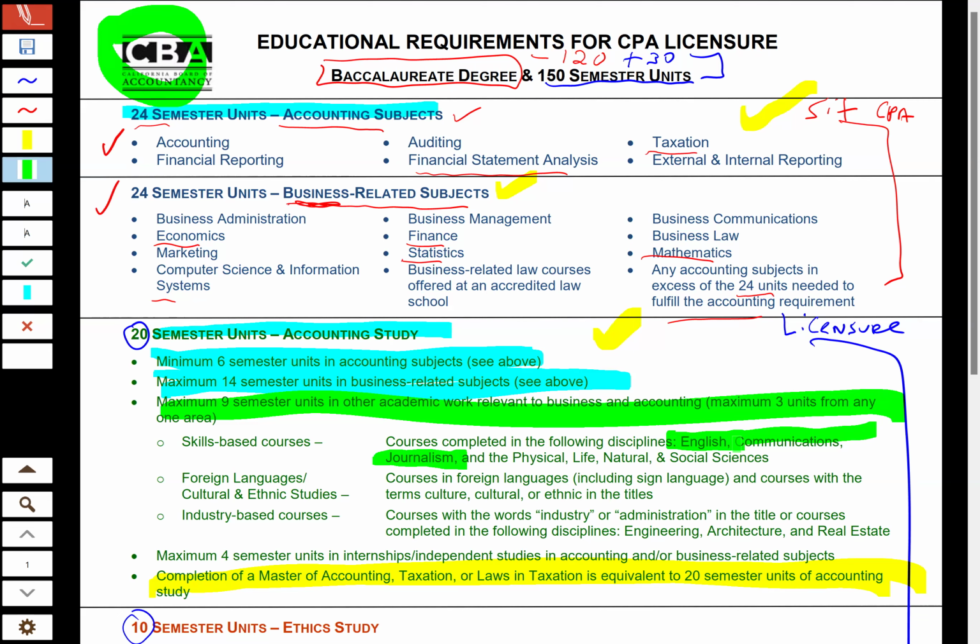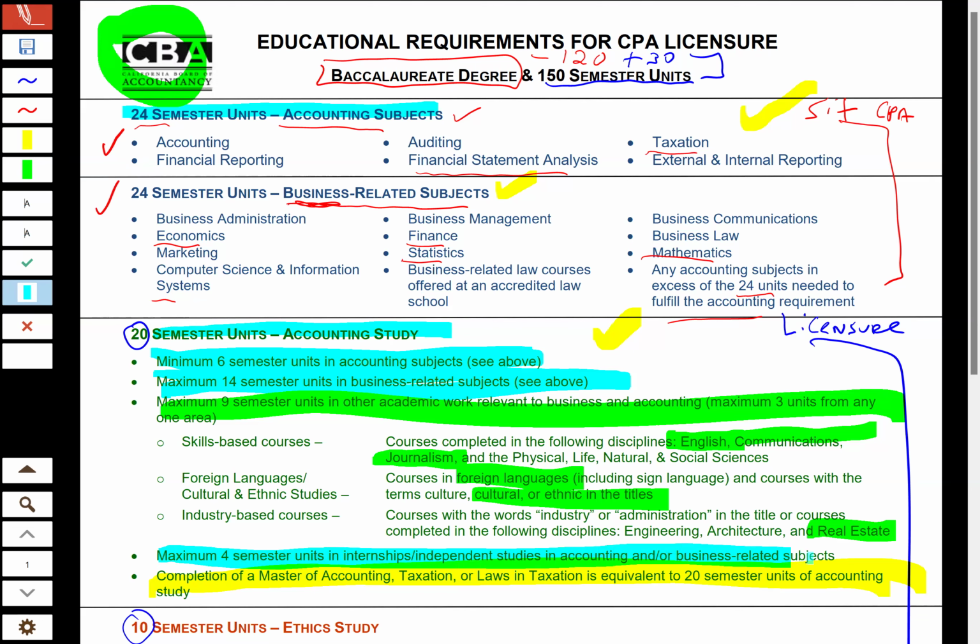Foreign languages, okay? Now maybe somebody took a Spanish class or something, or classes with culture or ethnic in the title would count. And then industry-based courses, let's say you took a real estate course or something. Again, you can only get 3 units here that would count towards your requirements for your license now for accounting, that you could use those classes.